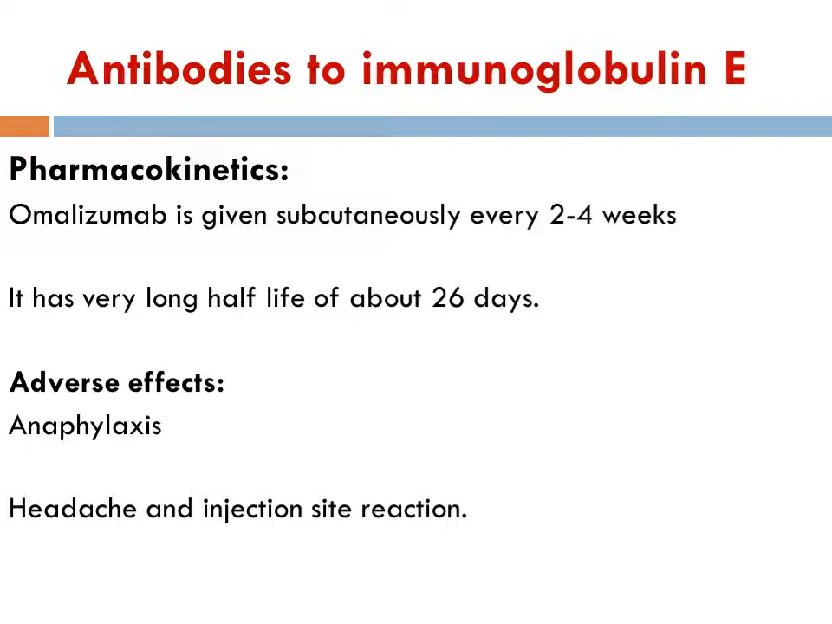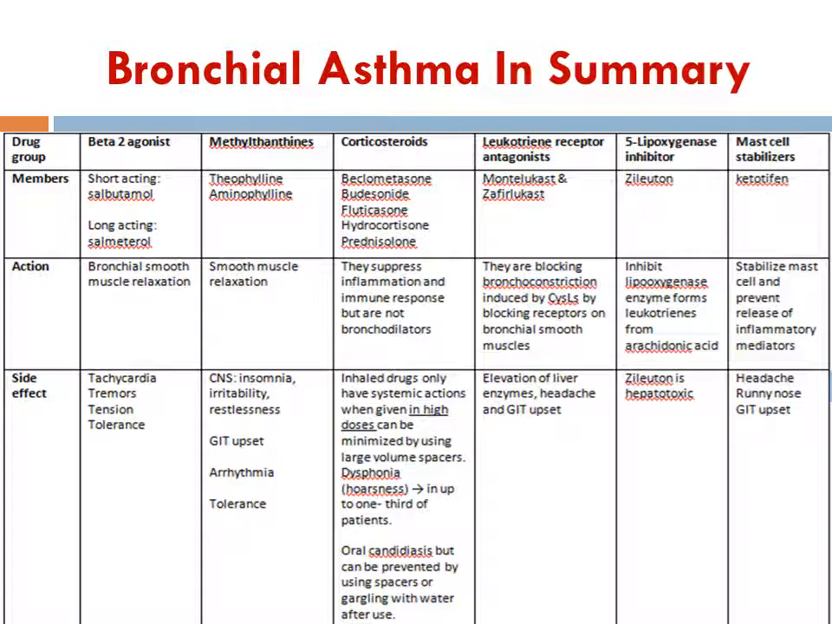So we can conclude that omalizumab has long action, is used only in severe resistant asthma, and is complicated by anaphylaxis, headache, and irritation at the site of injection. It prevents the reaction between immunoglobulin E and antigen on the mast cell, so it prevents the damage of the mast cell and release of inflammatory mediators, especially histamine. Omalizumab is a monoclonal antibody, used only in resistant asthma, with a long duration of action, about 26 days. And this is in summary all data concerning bronchial asthma.